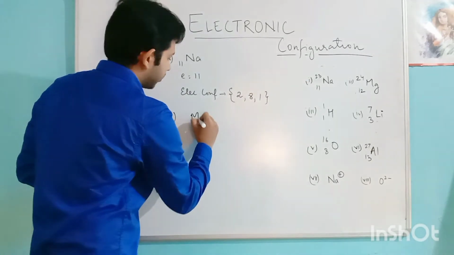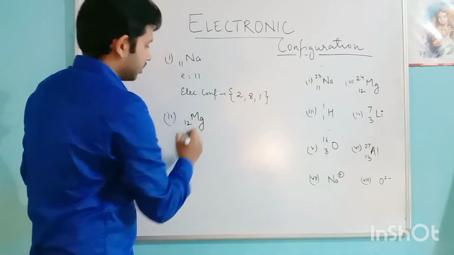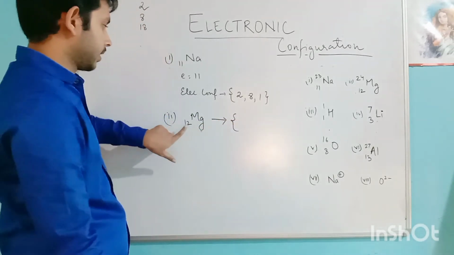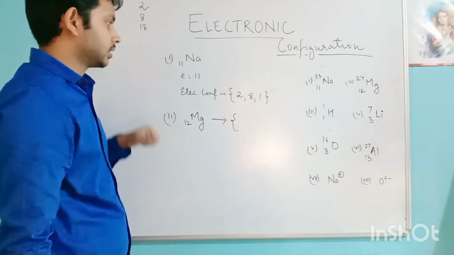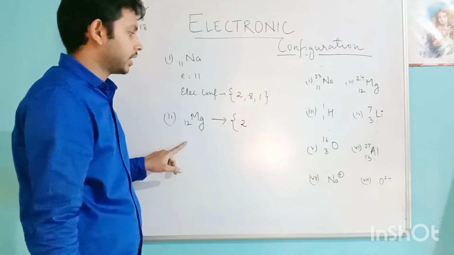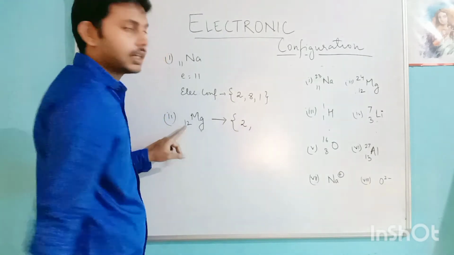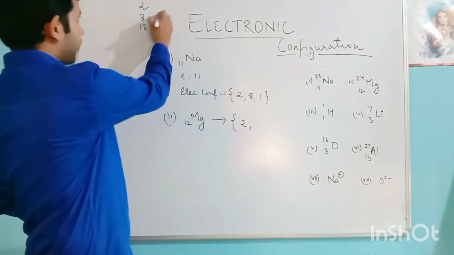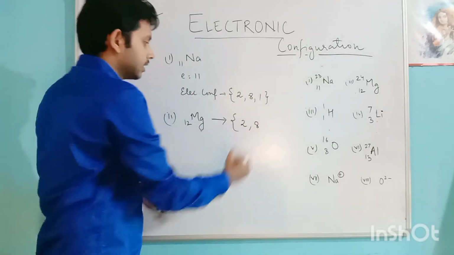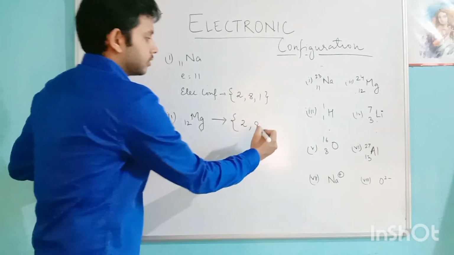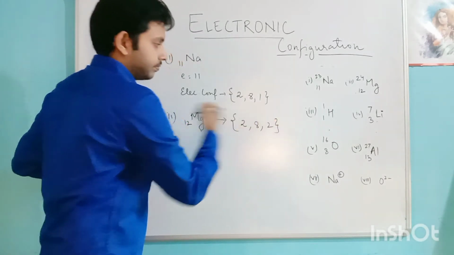Now let's write for magnesium. For magnesium the electronic configuration will be, there are 12 electrons. In first cell there can be a maximum of 2 electrons, so we write 2. Still 10 electrons are left. In second cell there can be a maximum of 8 electrons, so we write 8. 8 plus 2 is 10. Still 2 electrons are left, so in the third cell we put 2.